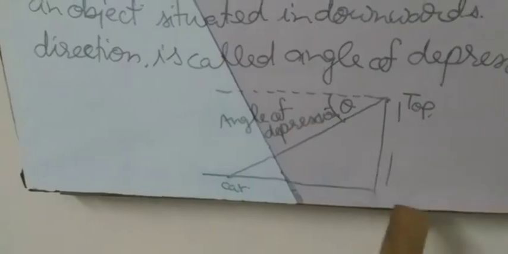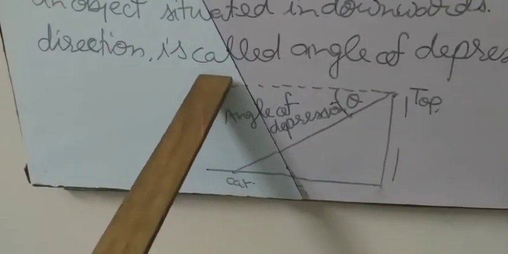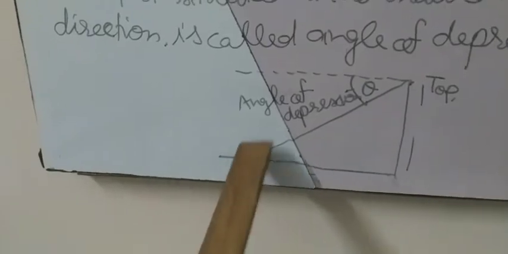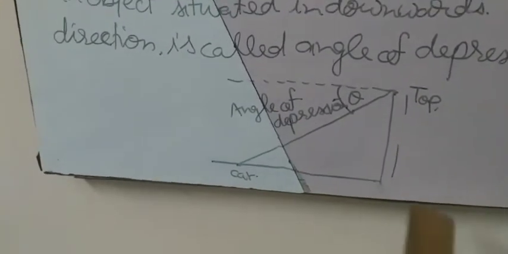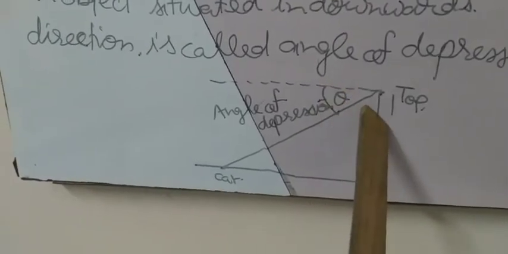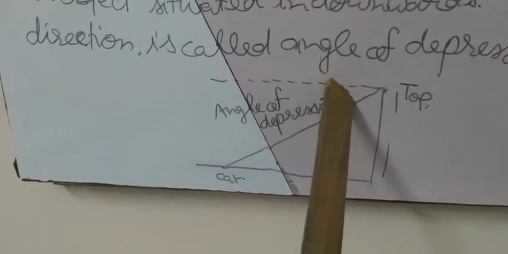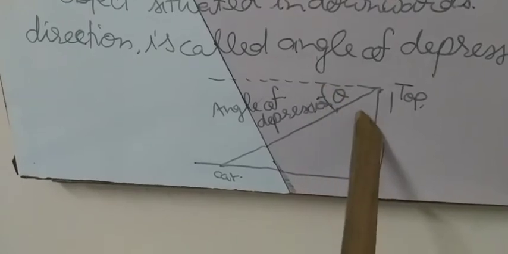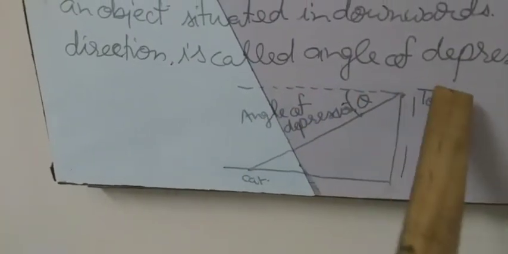This line is parallel to the horizontal and this is the line of sight. So the angle between the line which is parallel to the horizontal and the line of sight is called the angle of depression. Okay, so theta is the angle of depression, but this angle is not the angle of depression, students. The angle should be formed with the line which is parallel to the horizontal. Always remember.